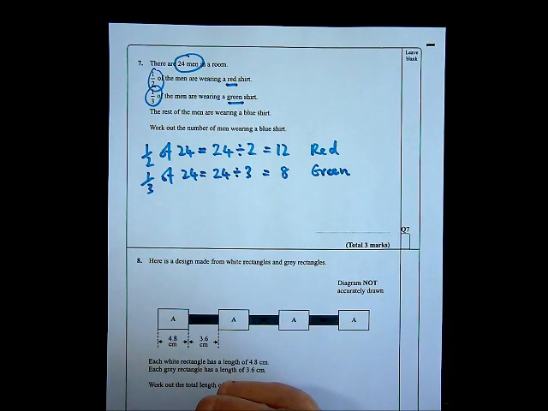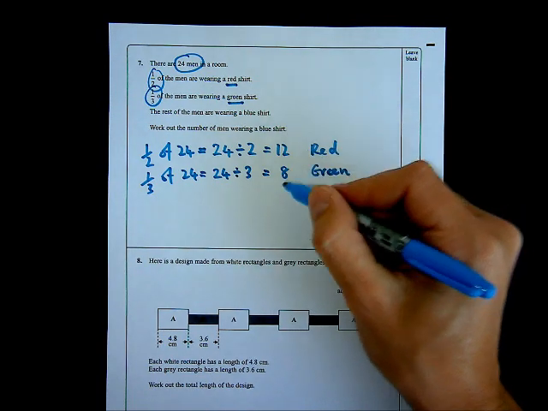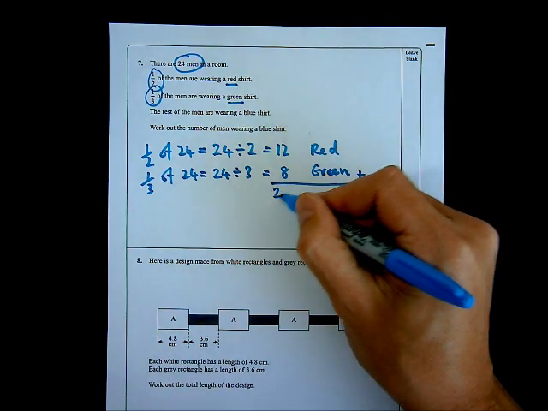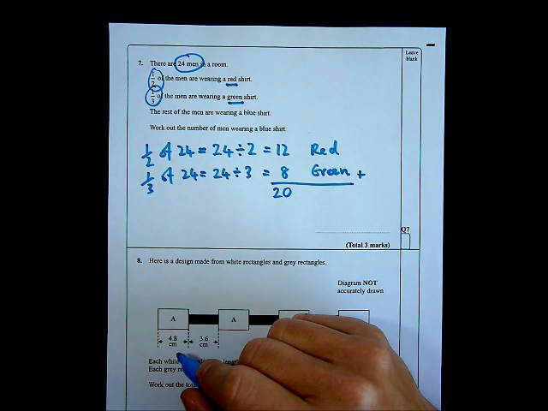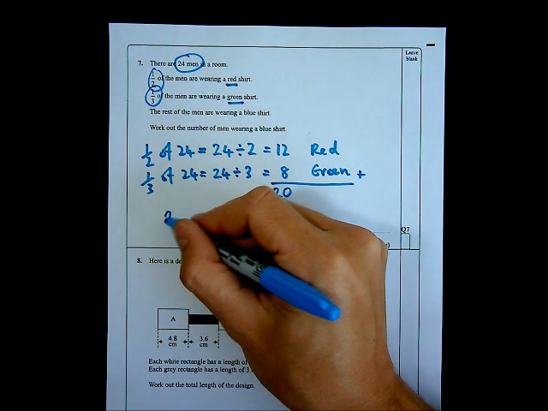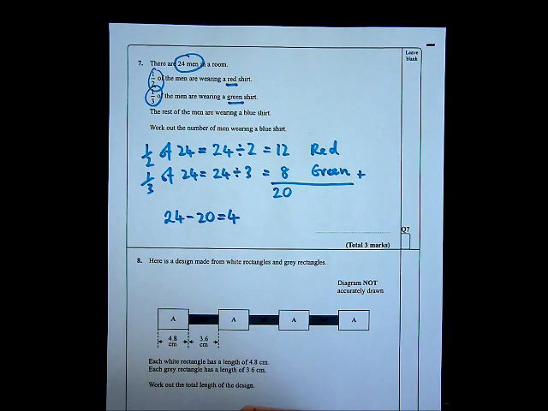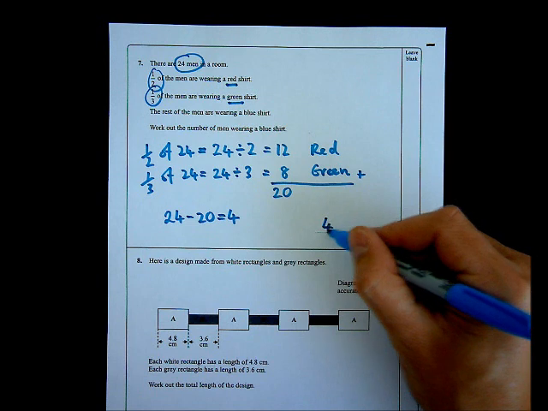I'm then told that the rest of the men are wearing a blue shirt. So if I add up these two, I can find that 20 are wearing either red or green, and as there are 24 in total, then the difference between those two numbers, which is 4, must be how many men are wearing a blue shirt. So there are 4 men in blue.